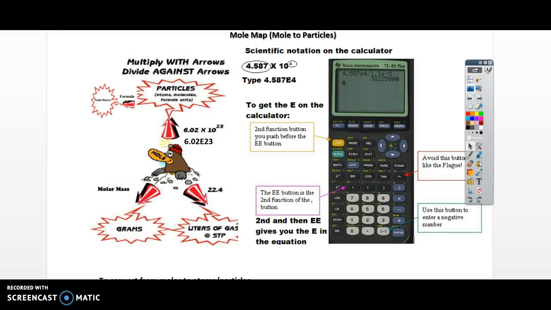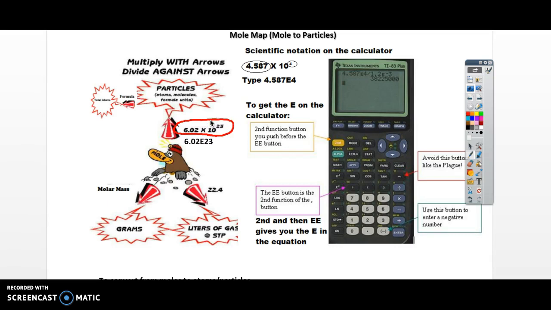Alright, hi guys. For this video, we're going to go over a little bit of scientific notation on the calculator and going from particles to moles, and moles to particles. Okay, so first of all, for scientific notation on your calculator, let's say we wanted to put this number right here, 6.02 times 10 to the 23 on your calculator.